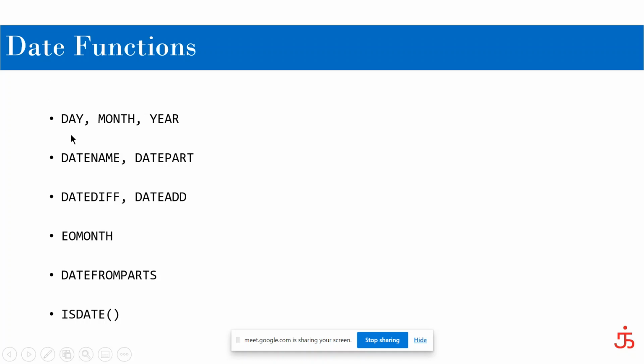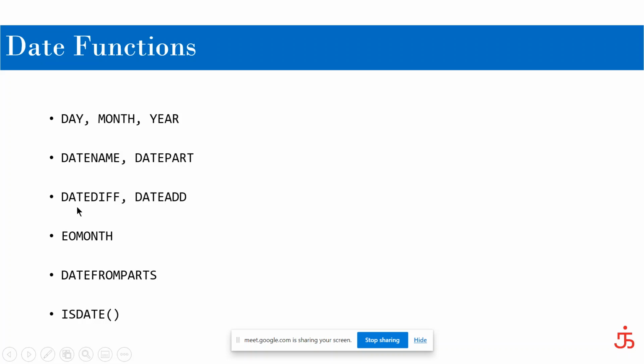We have a date, right? So we can find out what day, what month, what year it belongs to, and also what week it belongs to, what the weekday name is, whether it is a Monday, Tuesday, Wednesday. So we can do a whole lot of calculation.